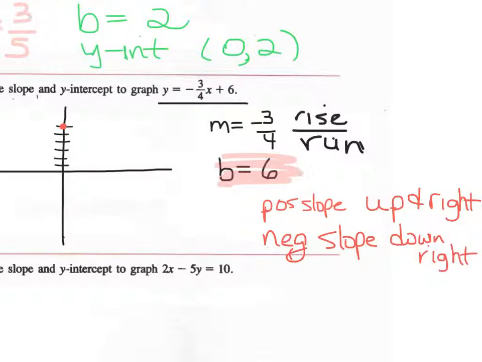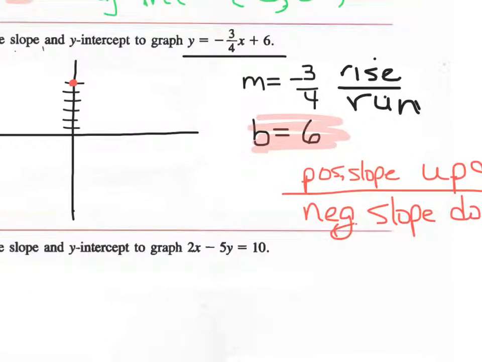Now, technically you could go up and left, but that tends to confuse a lot of students. So this is why I always like to leave one of my movements the same. I'm always going to go right, but if it's positive, I go up. If it's a negative slope, I go down. So my rise is up and down, depending on if it's negative or positive, and my run is the side to side.